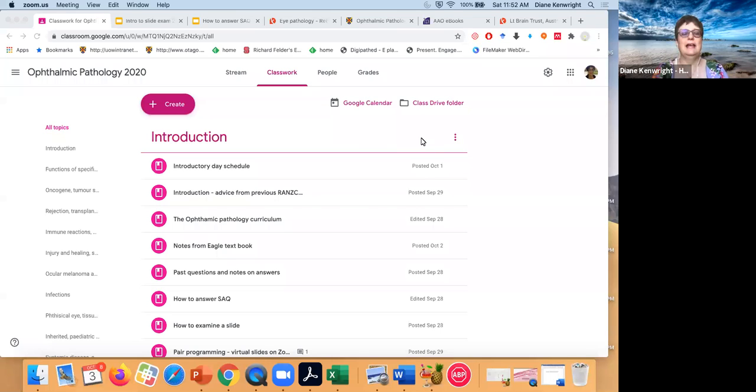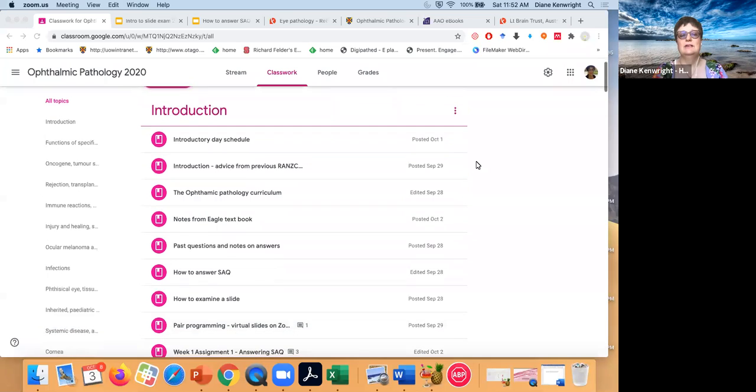Okay, so we're looking at the Google Classroom here again. So this is the documents we've prepared for today. There was the schedule. We've had the introduction from the previous participants in the course. And then we've got the ophthalmic pathology curriculum, the most up-to-date one. There's a set of notes here from the Eagle textbook, which is essentially the text from the textbook without the pictures that you might find useful. And then previous registrars have prepared past questions and notes on answers. Let's have a little look at those.